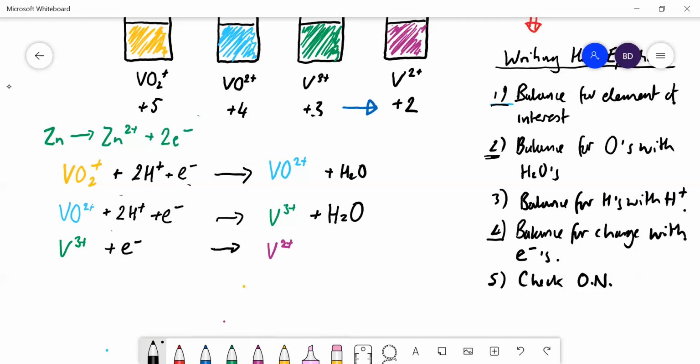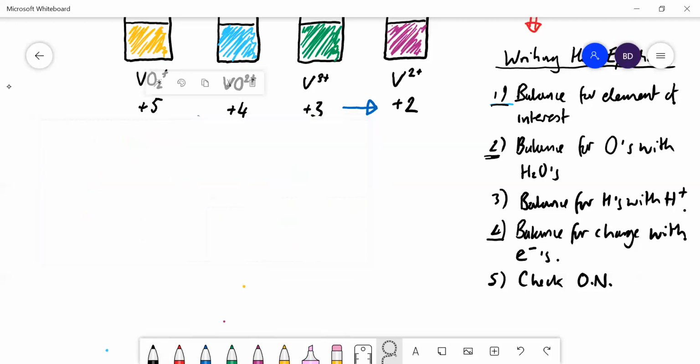So what you can do then, when you've done that, is you're going to end up with a flask with your lilac V2+ solution. You've got a flask with your violet V2+ solution, and you've got some zinc in there as well. And you've got bits of zinc.